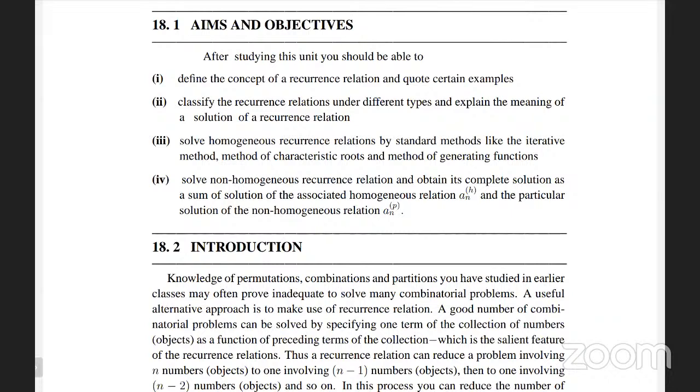Next, there are non-homogeneous recurrence relations. Obtain the complete solution as the sum of the solutions of the associated homogeneous relation, like the n power h, and the particular integral. It means the complementary function and the particular integral; how can they be identified? In the same way, the homogeneous relation's n power h and a particular integral of the non-homogeneous relation can be identified.